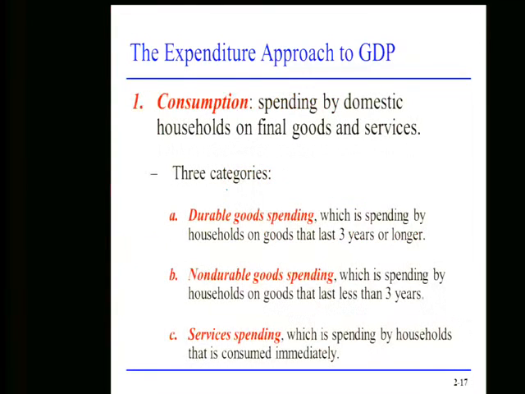Now, if we look at each of these 4 categories in a bit more detail, what we would see is that consumption is the spending by domestic households on final goods and services. And we actually break that into 3 categories: durable goods, non-durable goods, and services. The distinction is as follows. A durable good is something that has a useful lifetime of 3 years or longer. So this would include cars and trucks, appliances, furniture, carpeting, books, computers, right? All that kind of stuff would be considered to be durable goods. Non-durable goods are physical items that have an expected lifetime of 3 years or less. Food, clothing, gasoline, magazines, newspapers.